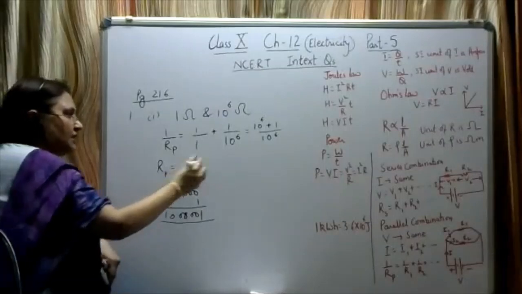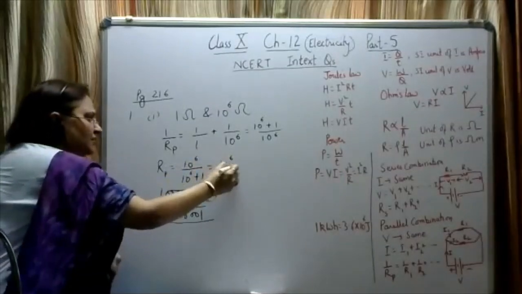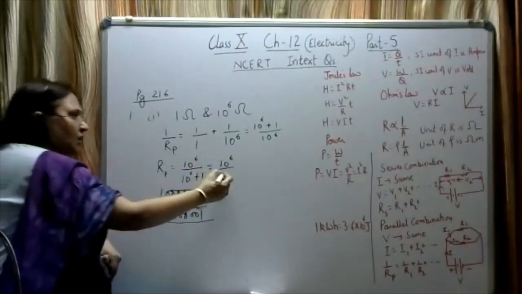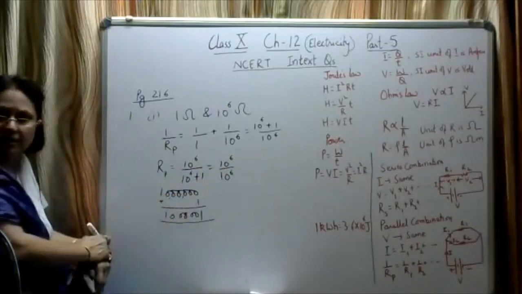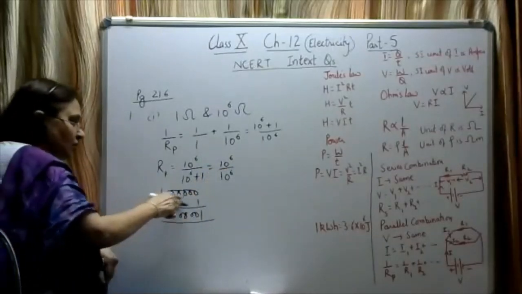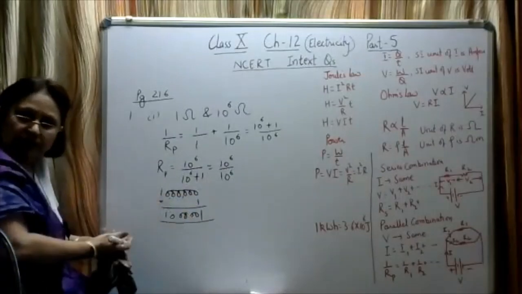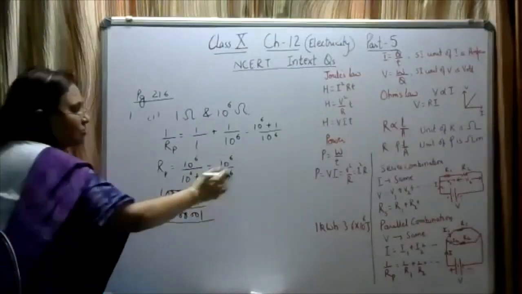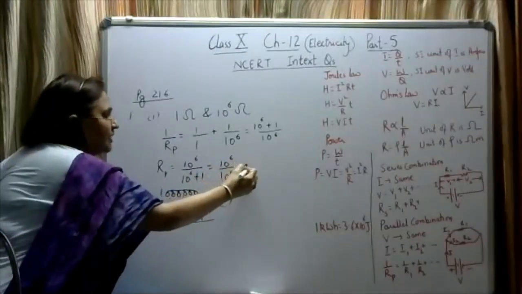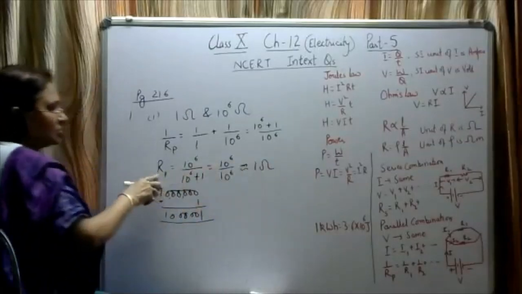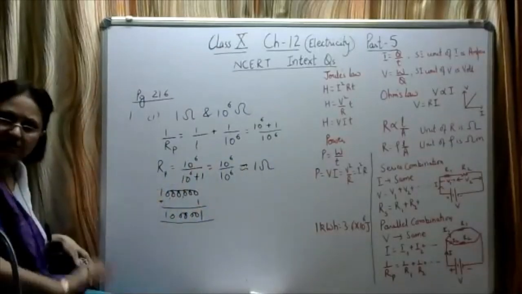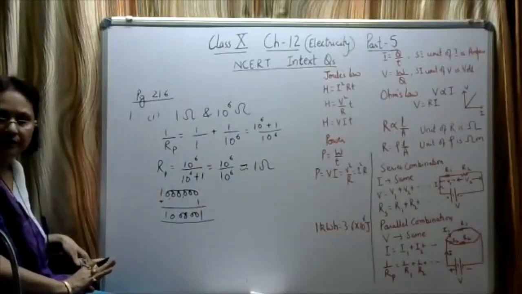So 10 raised to the power 6 upon, this is also approximately equal to 10 raised to the power 6 only. So 10 crores added to 1 is approximately equal to 10 crores only. So this is approximately equal to 1 ohm. So hence the equivalent resistance is nearly equal to 1 ohm only.